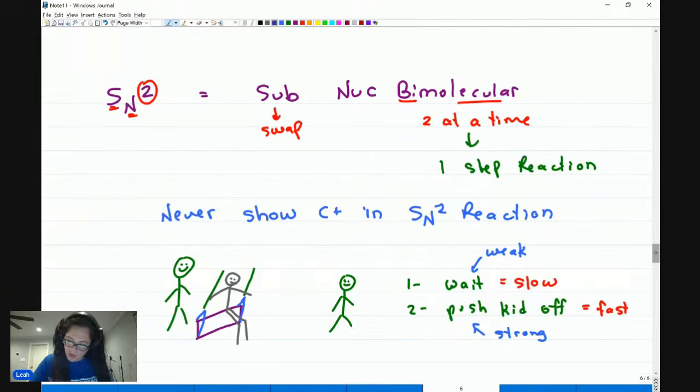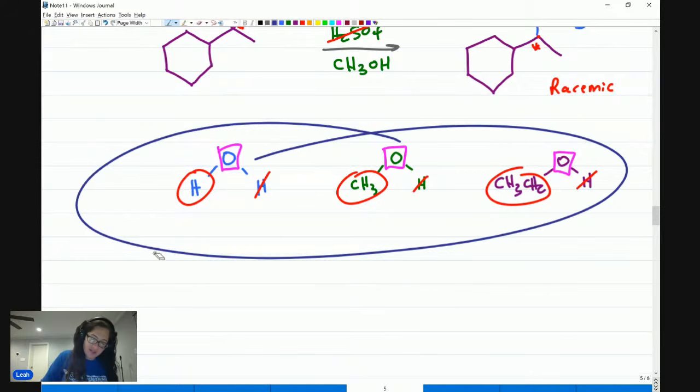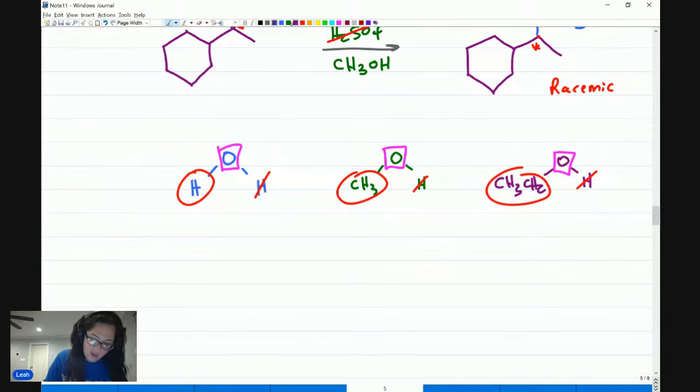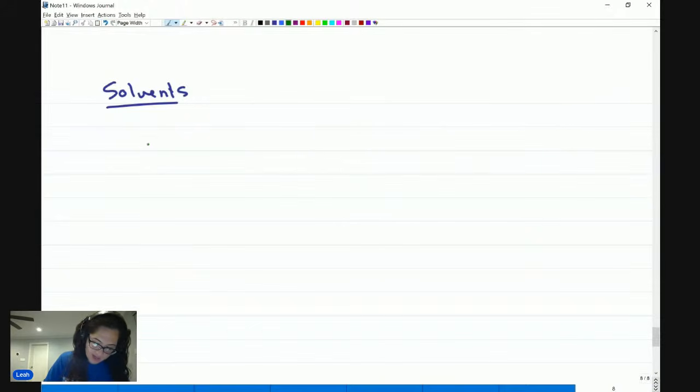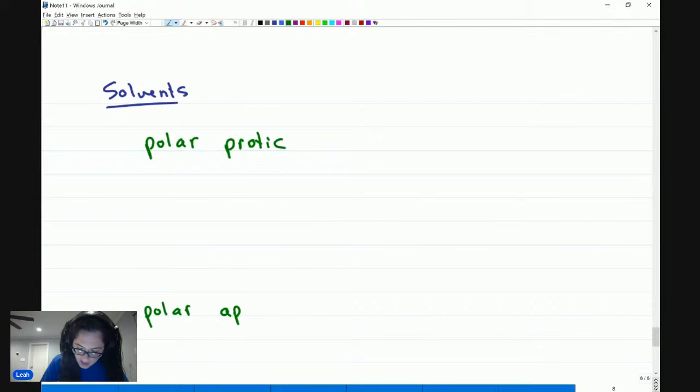Solvents. Solvents are very, very, very important. In our SN1 reaction, when we talked about the backpack trick, where did I talk about the backpack trick? Right here. Notice that all of the solvents here have the hydrogens. These are considered polar protic solvents. So let's break it down. Both sets of solvents will be polar, but we have the protic and we have the polar aprotic.